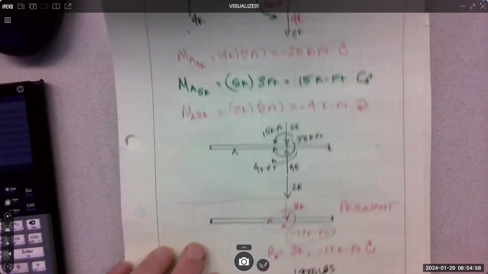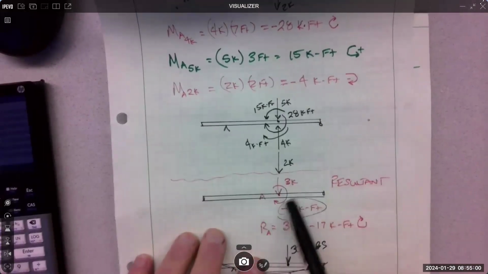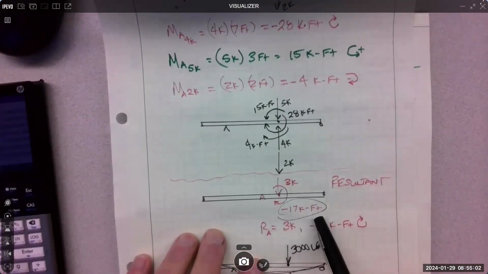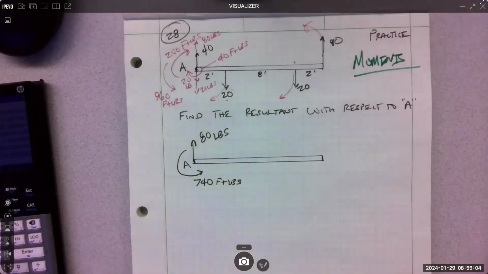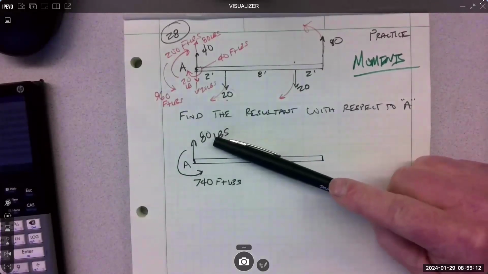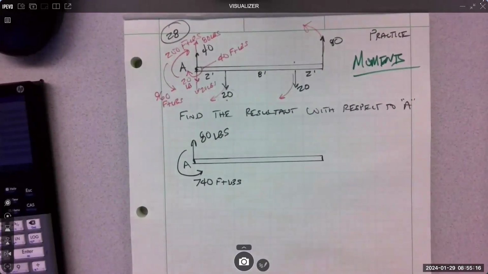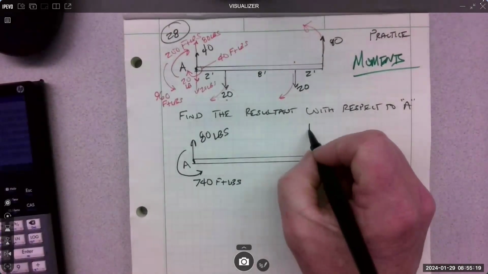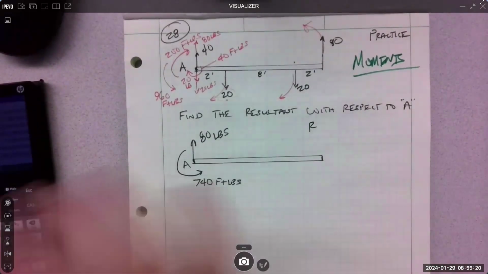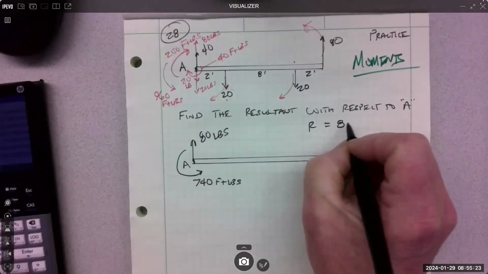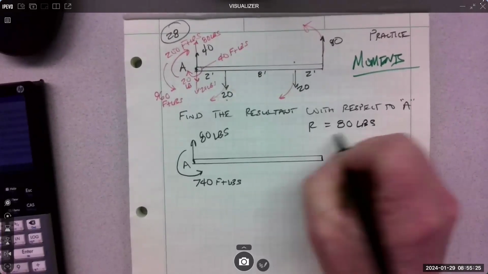This one, I just left it here, right? At 3K and 17 kip feet. So what we typically do is we now distribute the resultant out onto the beam. This is the resultant magnitude, 80. So if the problem is just asking for the resultant magnitude and that's it, R equals 80 pounds.